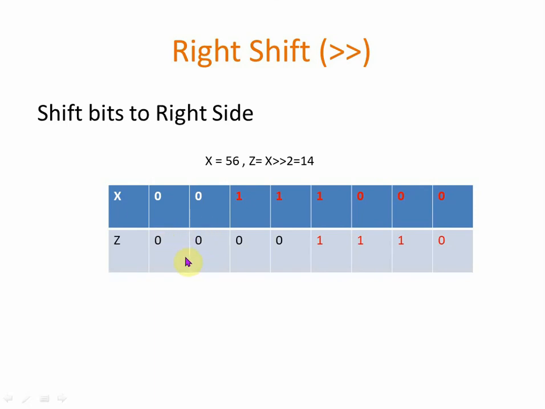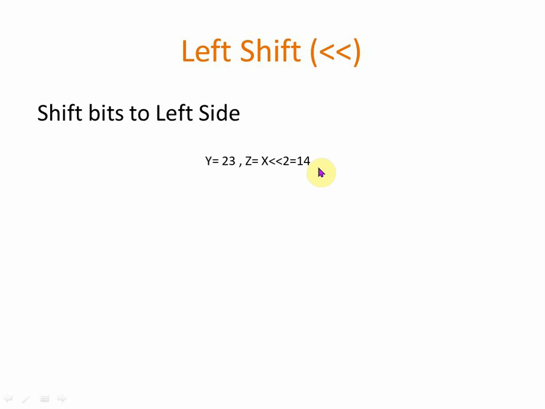Okay, so here you can see these red ones and zeros, that they got shifted towards the right side. This is what a right shift operator will do, and if you convert this binary form into decimal, you will get 14. Now left shift operator, what will left shift do? Left shift shifts towards the left side. So here you can see the left side.